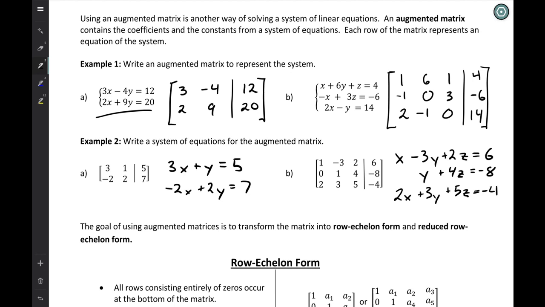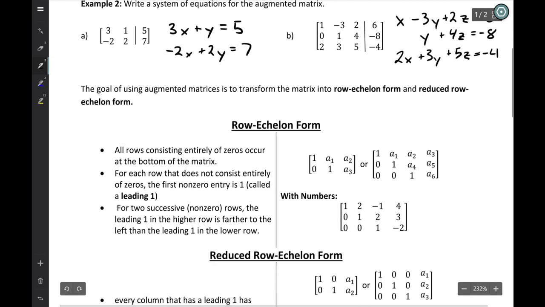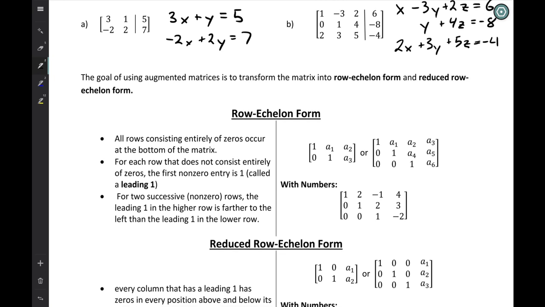So going between these two things is not all that crazy, pretty straightforward, and really not that interesting, but the reason why we do this is so we can turn the matrix into either row echelon form or reduced row echelon form. So first let's talk about row echelon form. With row echelon form, all rows consisting entirely of zeros occur at the bottom of the matrix. None of the examples here have that, but if you have a row of all zeros, put it at the bottom. For each row that does not consist entirely of zeros, the first non-zero entry is 1.